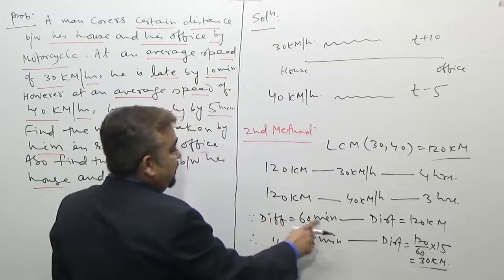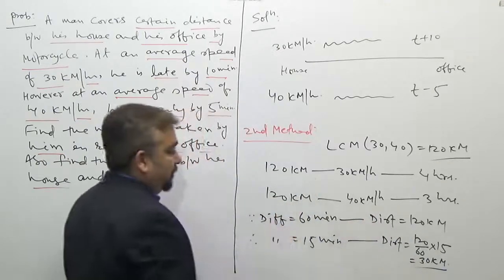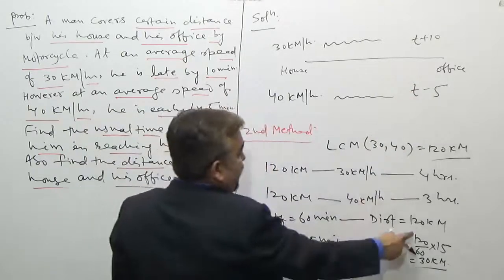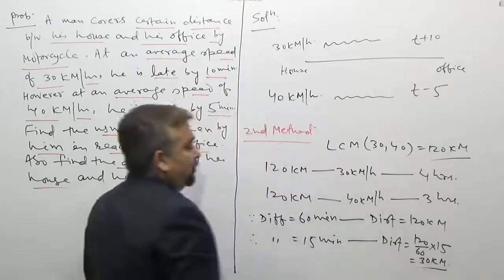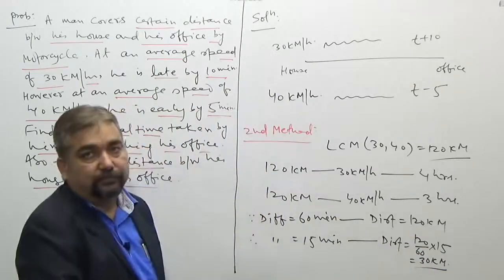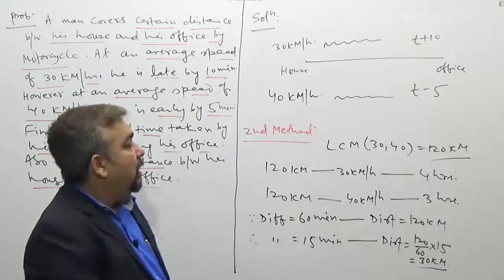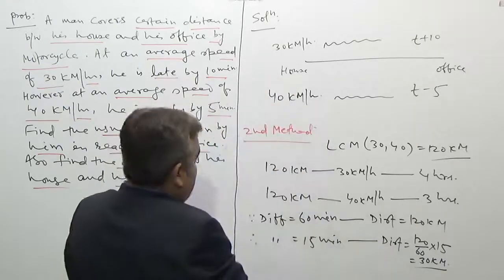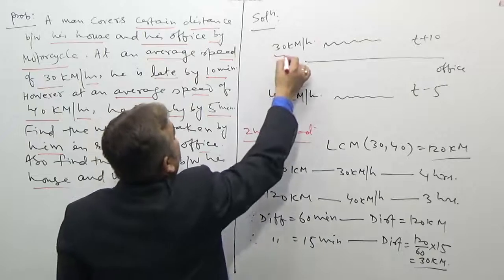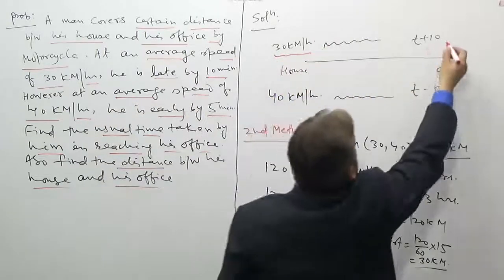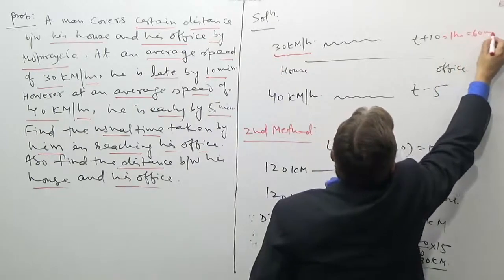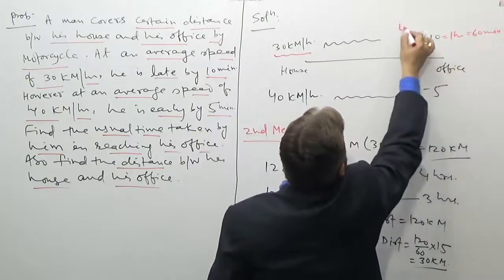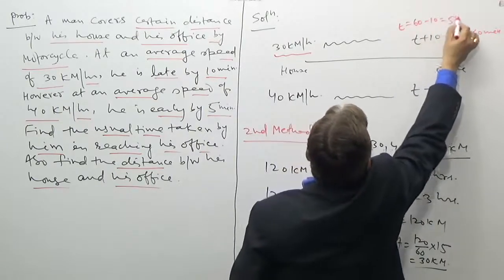So, we can say difference 60 minutes, distance 120 kilometers. Difference in actual 15 minutes, distance is 120 by 60 into 15, that is 30. Just I have used the unitary method. I hope you understand this. Now, when the 30 kilometer distance is there, it is covered with the speed of 30 kilometers per hour in how much time? 1 hour, that is, you can say 60 minutes. And so, t plus 10 is 60 minutes. So, normal time is 60 minus 10, that is 50 minutes.